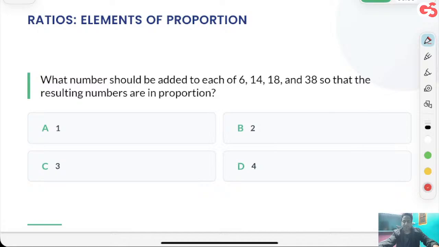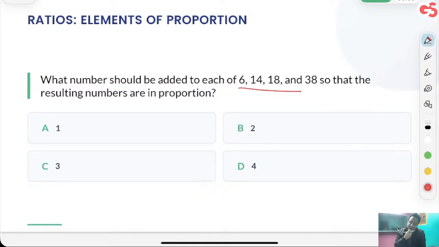All right. What number should be added to each of these so that the resulting numbers are in proportion? What does that mean?